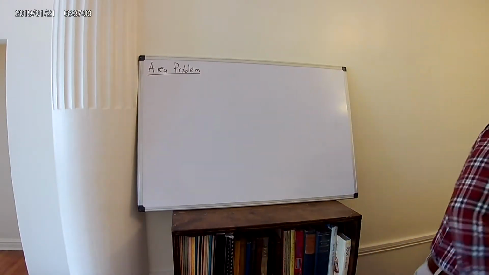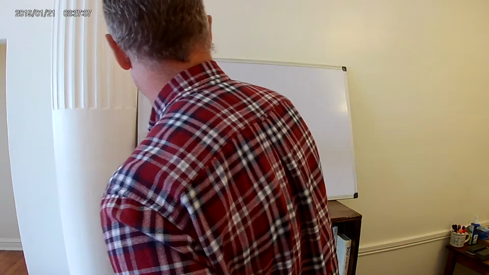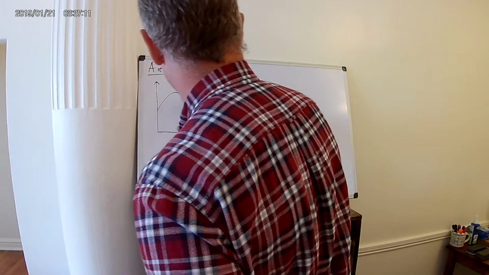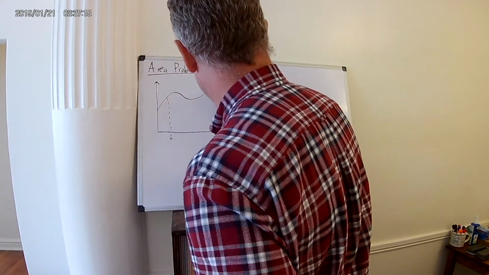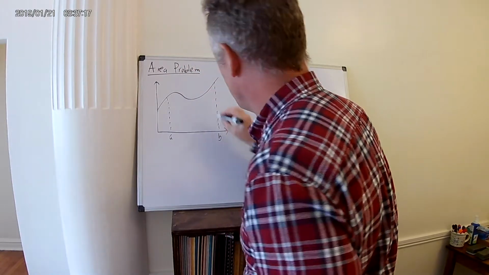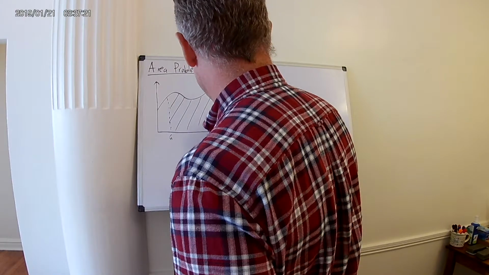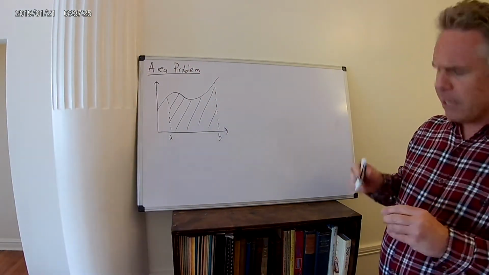So let me draw a curve here for you guys. As an example, let's say we had the following curve. And we had 2 points, A and B, here. And what this problem involves is we're interested in calculating the area under this curve. Now, how do we do that?